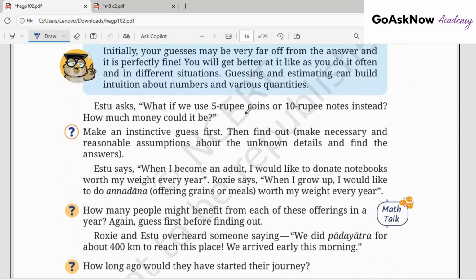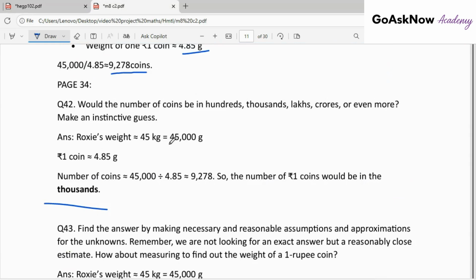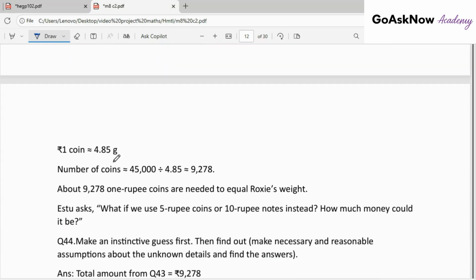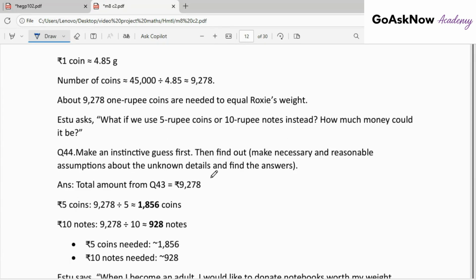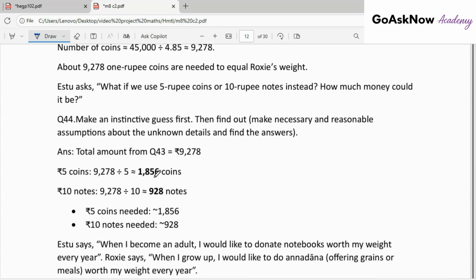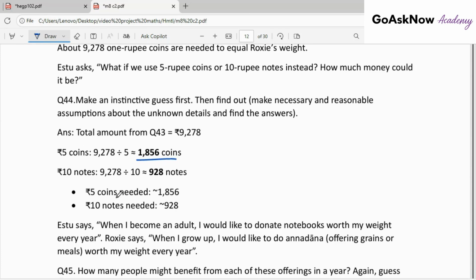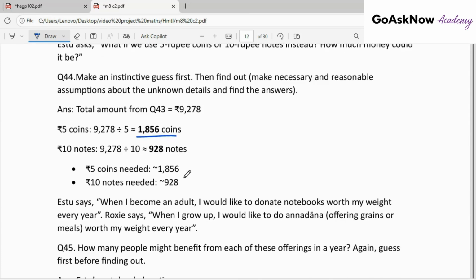Ishu asks, what if we use 5 rupee coins or 10 rupee notes instead, how much money could it be? Now with 1 rupee coins, the number of coins is about 9,278. Next, the total amount from the previous question is 9,278. With 5 rupee coins, it is 9,278 divided by 5, which is about 1,856 coins. 10 rupee notes means 928 notes.